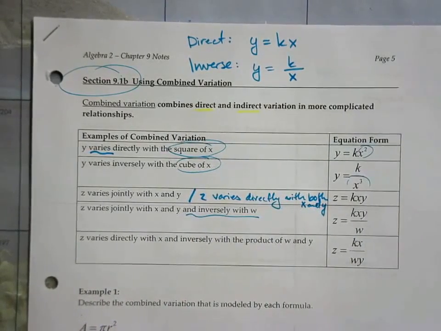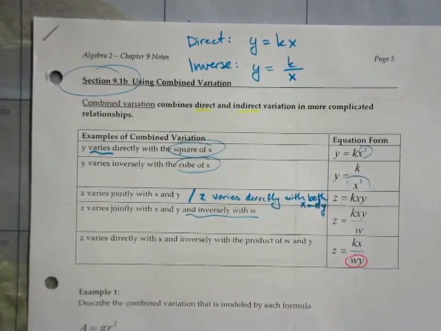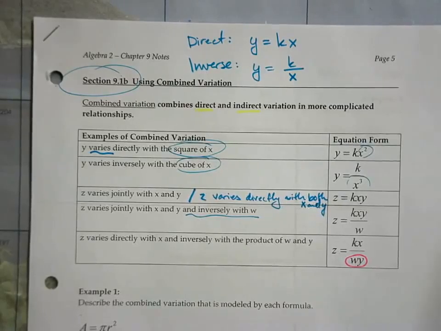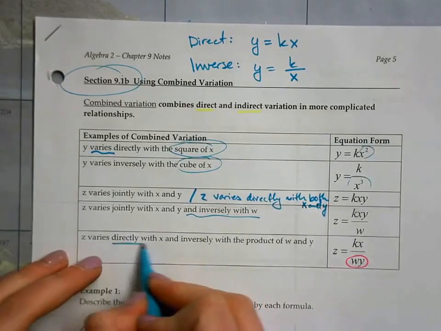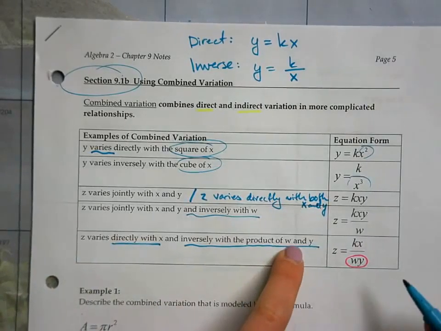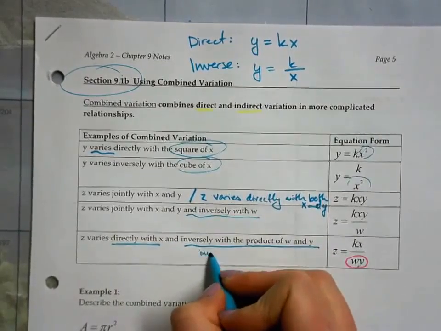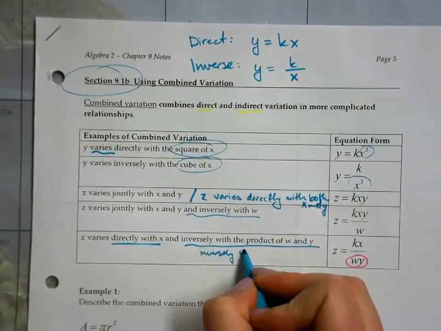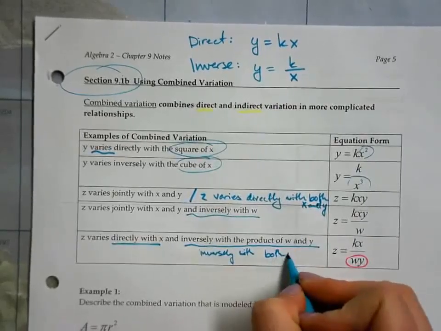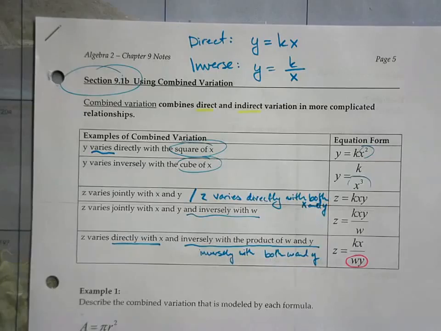Here's one where it has two pieces on the bottom for us, w and y. So we just want to make sure we're grouping those two pieces when we talk about it. So z varies directly with x, and then inversely with the product of w and y. That's a way of grouping them together. We could have also said inversely with both w and y. Again, just different ways of grouping them.